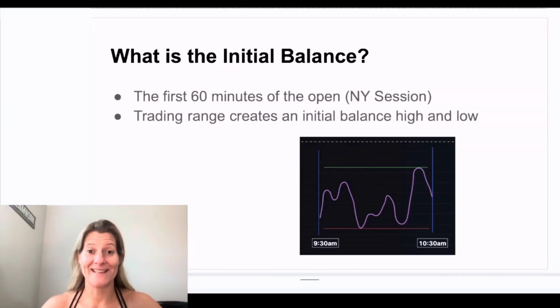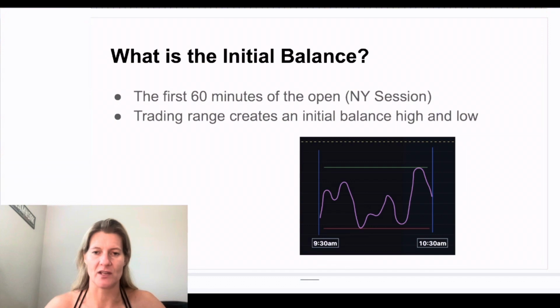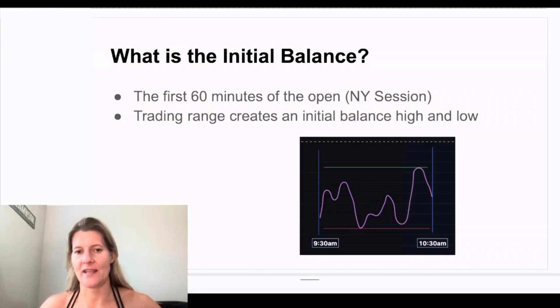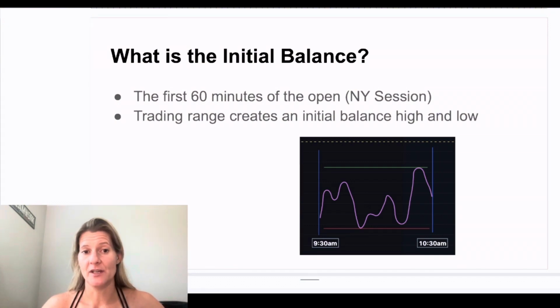All right, so what is the initial balance? The initial balance is the first 60 minutes of the open. In this example, the New York session is from 9:30 a.m. to 10:30 a.m. Eastern Standard Time. That first 60 minutes of the session creates a range. You have your initial balance high and your initial balance low.